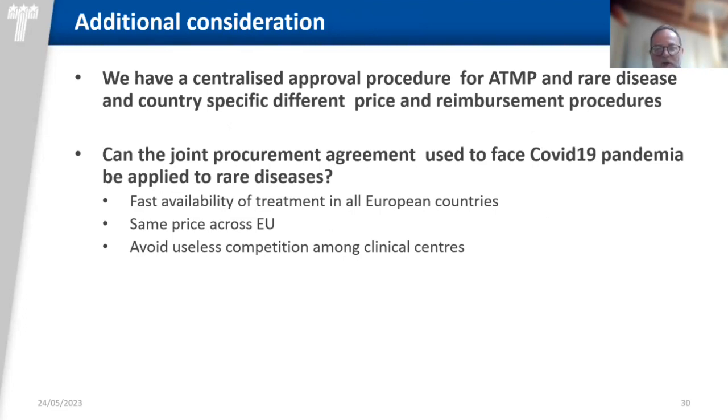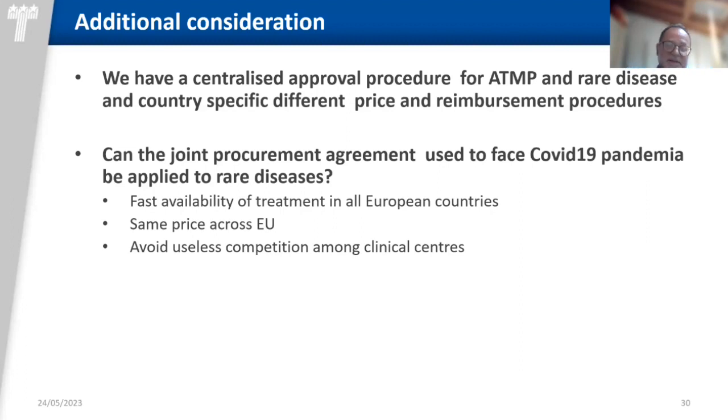Let me add an additional consideration. We have a centralized procedure for ATMPs and rare disease, but we have different price and reimbursement procedures, which are different in each of the European countries. However, there is the possibility to have a joint procurement agreement that was used to face the COVID-19 pandemic. In that situation, which was an emergency, the European Union has some emergency procedures. One of these is the joint procurement agreement, which in some way negotiates the price for all European countries. And the price was the same for all European countries.